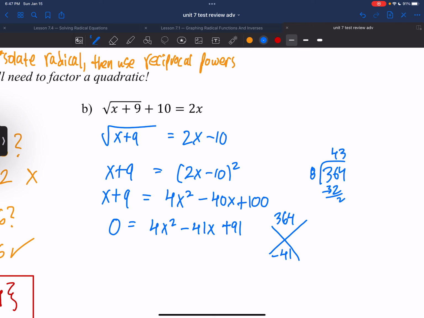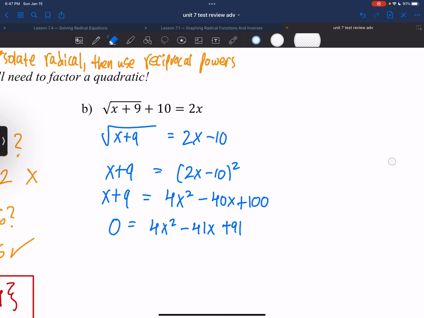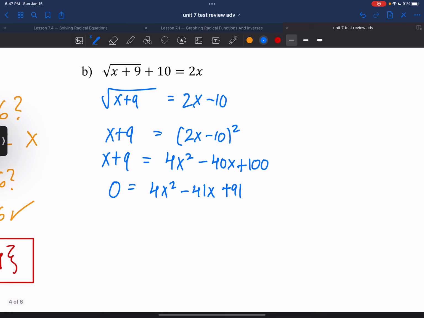So 8 and 43. 43 is prime, isn't it? Ooh. How do we factor this? Maybe it's not factorable. That's what my gut says. Is it factorable? Mr. Spake's gut says no.